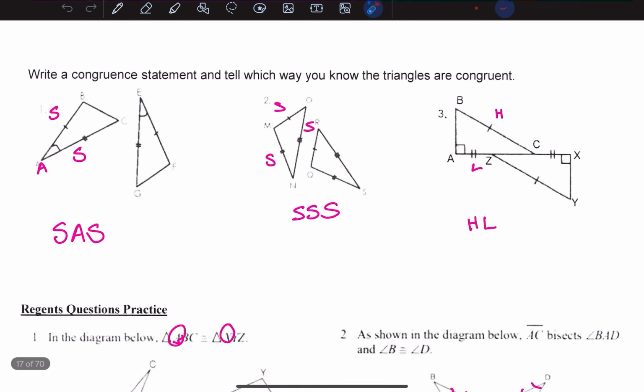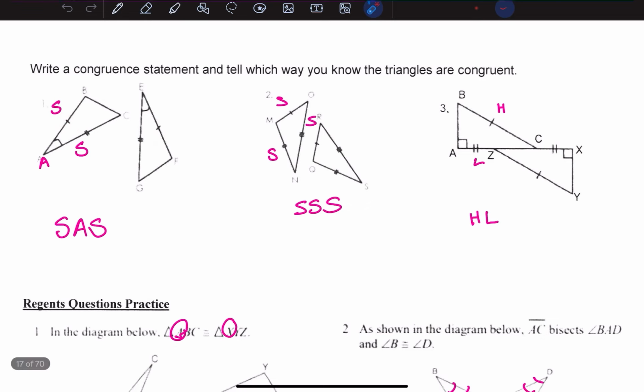So using that information, we can look at these and tell what we would use. The little tick marks, if there's one, say that these two are congruent. If there are two, these two are congruent, and the similar thing for angles. So if I label this, I know that there's a side, an angle, and a side. Since it is that little sandwich, I could use that side, angle, side to prove that these two are congruent.